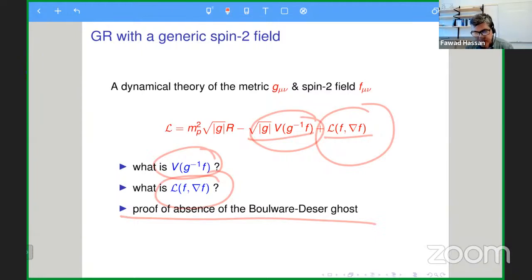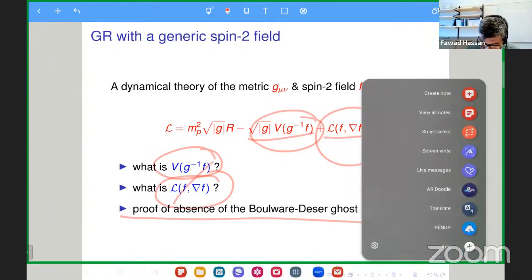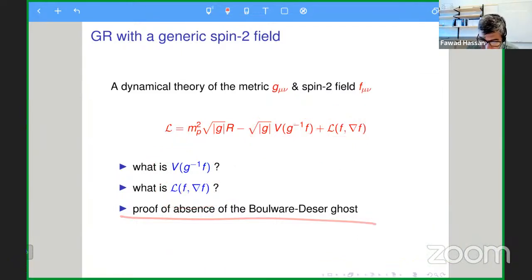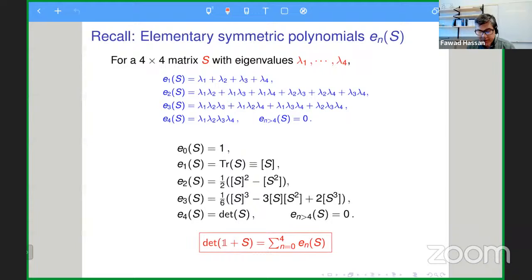Okay, so I will briefly go through this stuff. So first, let me describe the nature of this interaction term. This is the most crucial part of this theory. So what is this? This can be actually understood very nicely in terms of well-known quantities. It is a complicated looking structure, but it can be understood very easily.